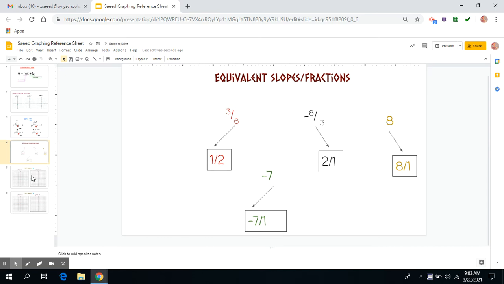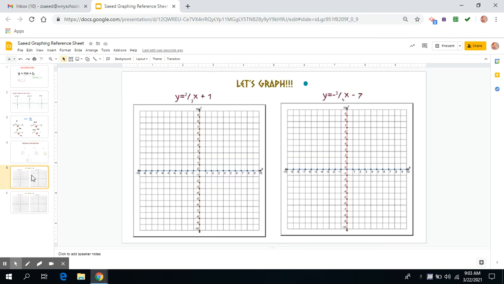Okay, number 5. Graph. Okay, so we're going to finally graph. So again, you're always starting at your y-intercept. Your y-intercept in this case is +1, so we're going to graph at +1. And then you're going to go up 2, 1, 2, to the right, 1, 2, 3. Up 2 again, to the right, 1, 2, 3. You just need 3 points to graph a line, and I want you to graph that line.